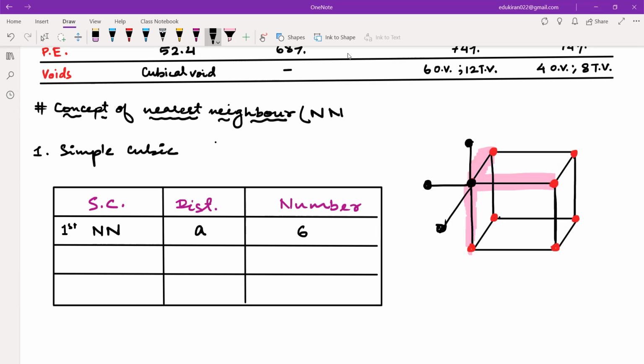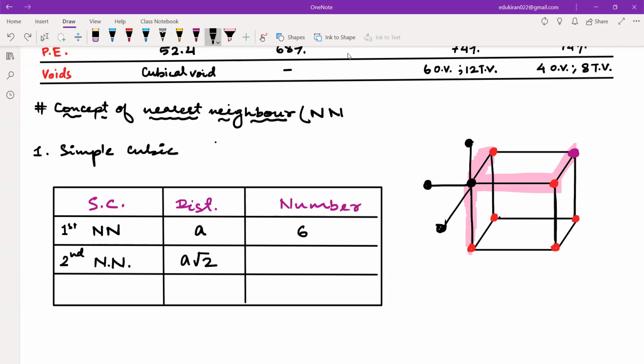Now, moving on to the second nearest neighbor. So let us move here. If I go from here to here, I am here now, and then I find the next nearest neighbor is this one. Yes or no? Yes, sir. This atom is the next nearest neighbor, right? So this will be how much? The next nearest neighbor will be A root 2. That is the face diagonal distance from here to here. Correct? Yes or no? Yes, sir. And how many will be there? There will be 12 of this.